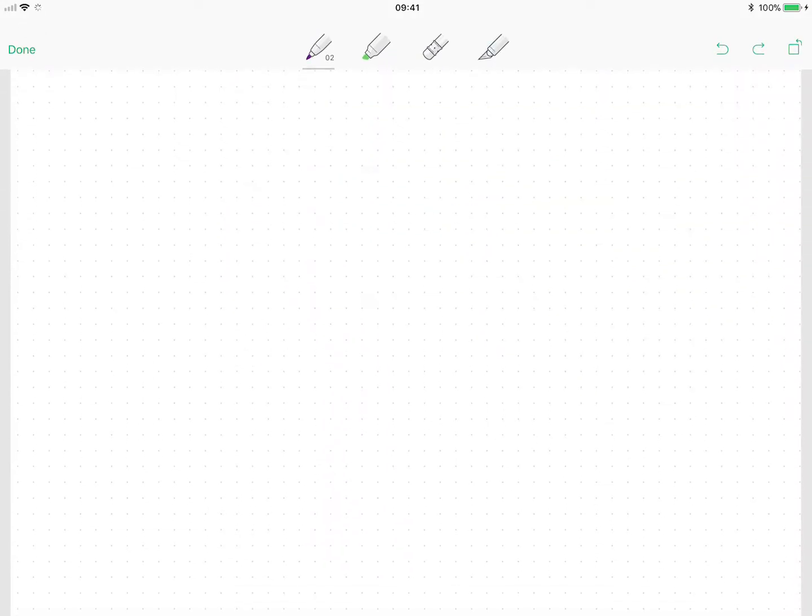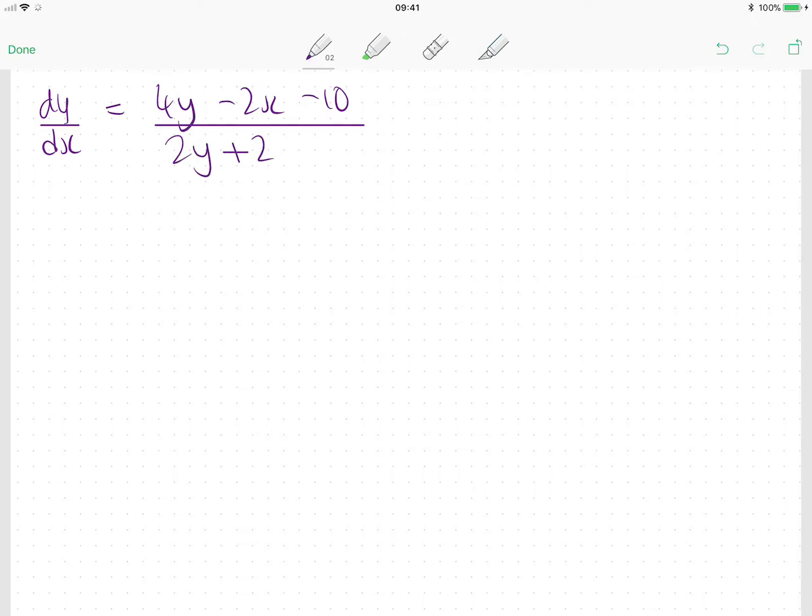Okay, so I have dy/dx equals, taking everything over, (4y minus 2x minus 10) all divided by (2y plus 2 take away 4x). So are we finished there? We've got dy/dx in terms of x's and y's. Yeah, kind of. Actually, I want to do one more thing.